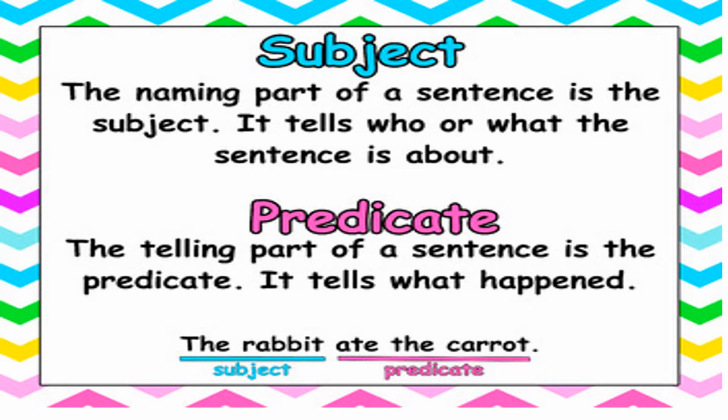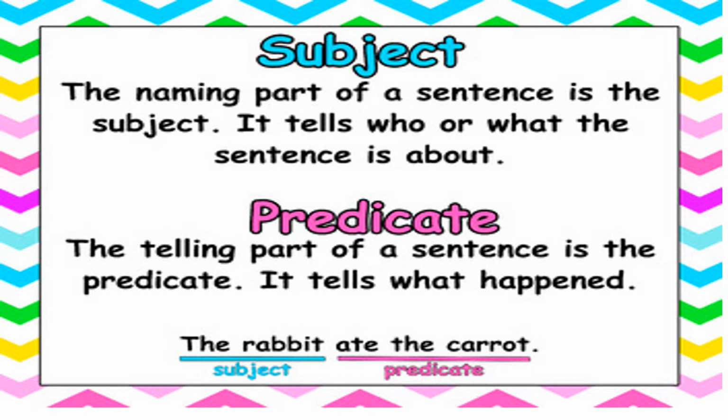Now coming to the next topic, which is subject and predicate. As we have studied in our earlier class also about subject and predicate. What is a subject? The naming part of a sentence is the subject. It tells who or what the sentence is about. And what is a predicate? The telling part of a sentence is the predicate. It tells what happened. Let's see an example.